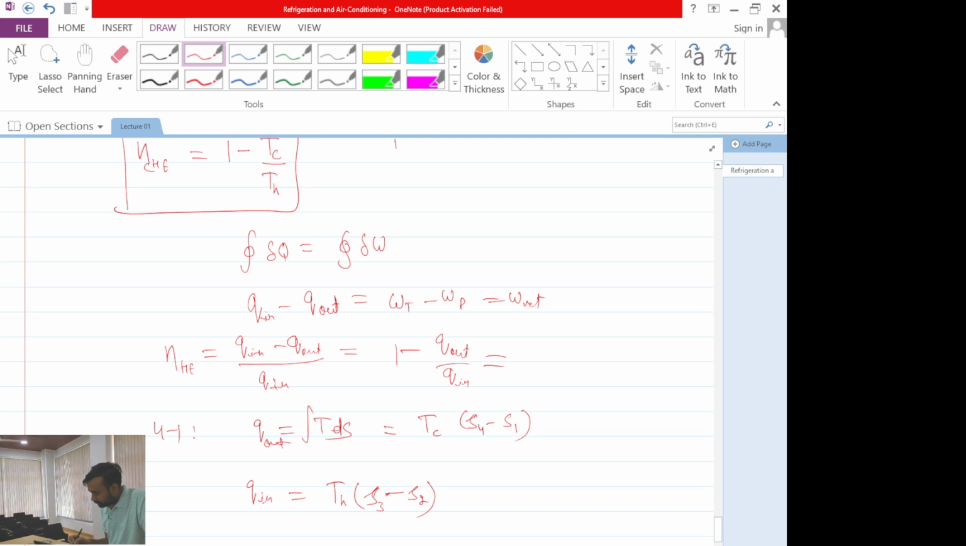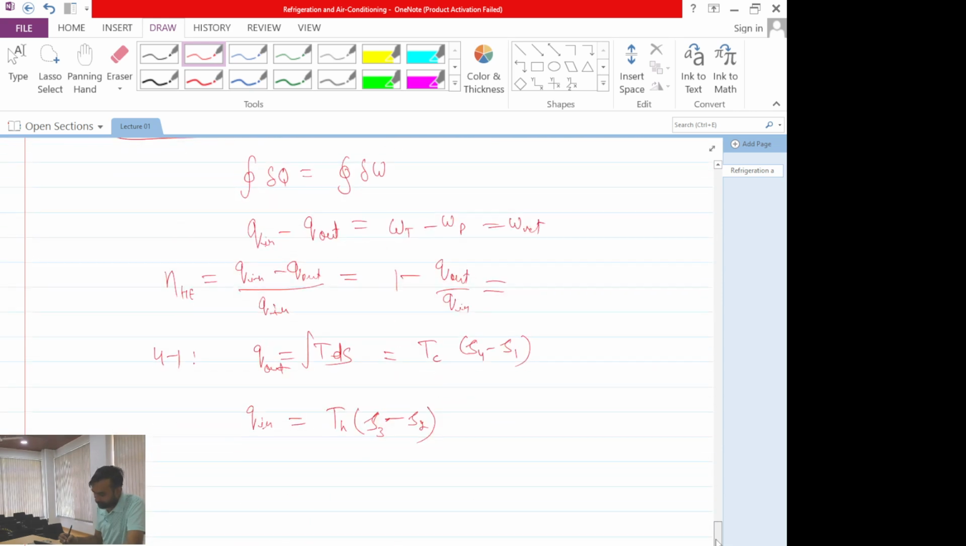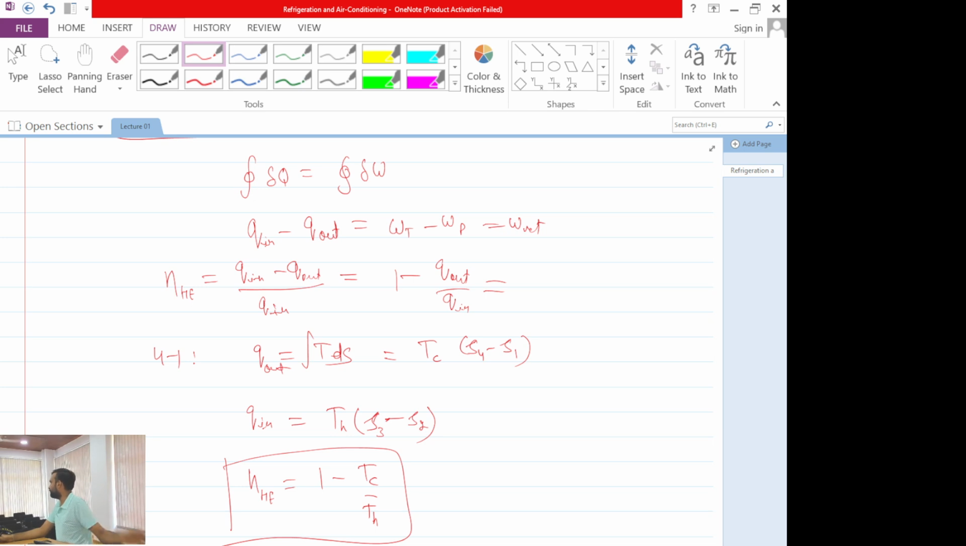Now because entropy of point 3 is equal to entropy of point 4, and entropy of point 1 is equal to entropy of point 2, so s1 is equal to s2, and this entropy will be cancelling out. Finally what I will get is 1 minus Tc by Th. Where is the entropy cancelling from? s1 equal to s2 and s3 equal to s4. Substitute this, and it will cancel.